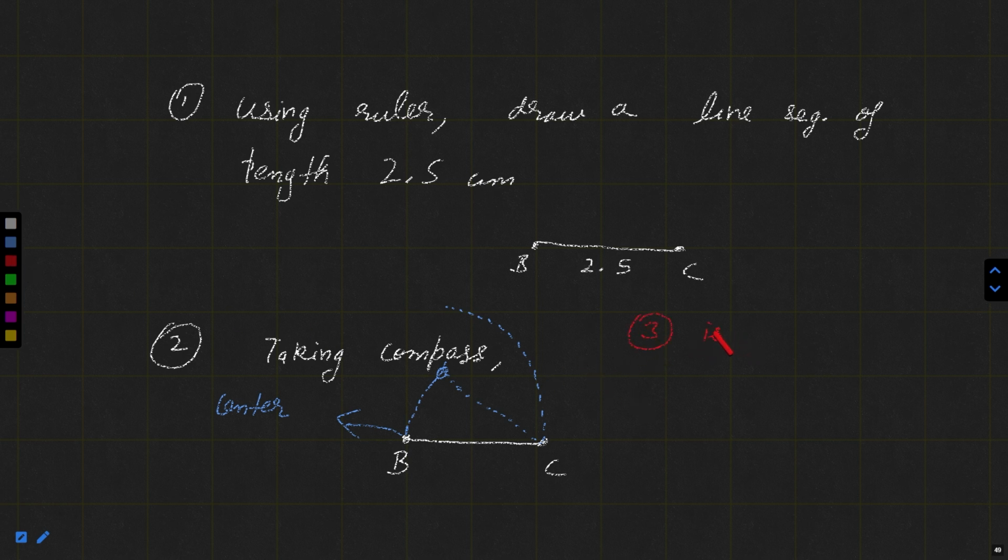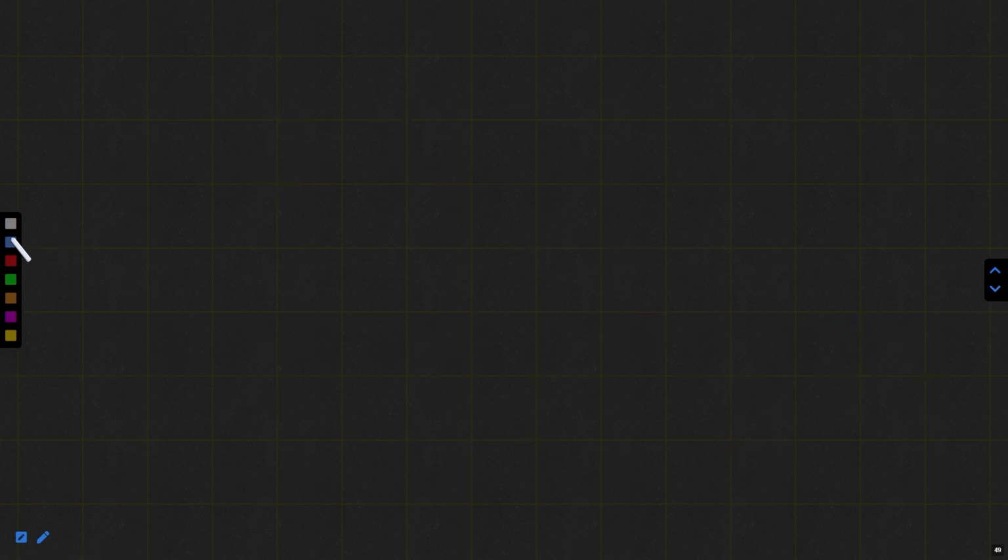And the third step is to perform the second step, but this time C is our center. Okay, I hope this is clear. So in the first two steps we have things like this, an arc like this. And now in the third step, the center is here, the compass is like this, and the other end of the compass is on B and making an arc.